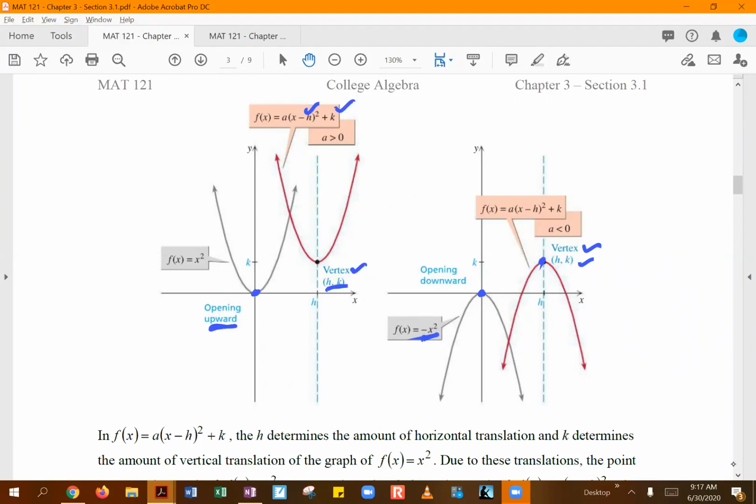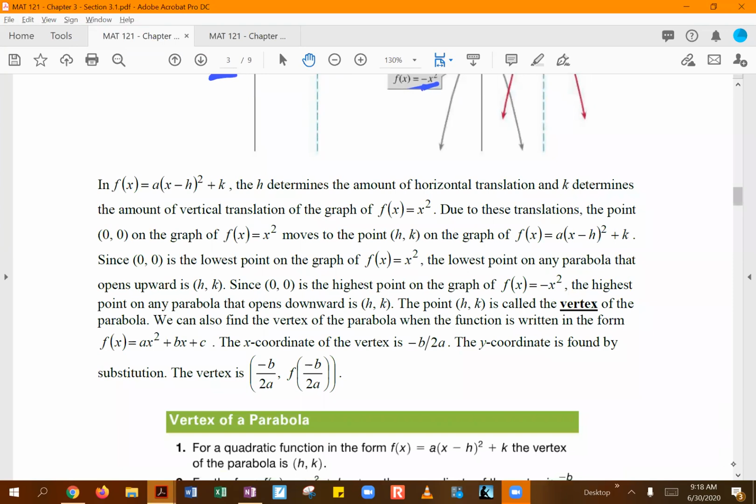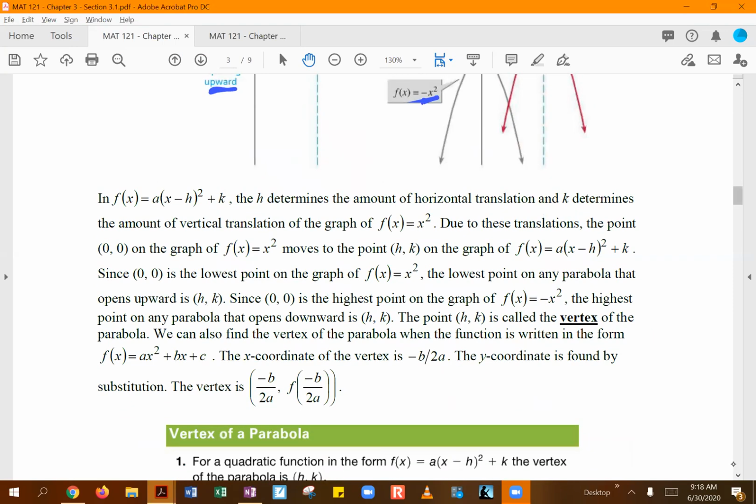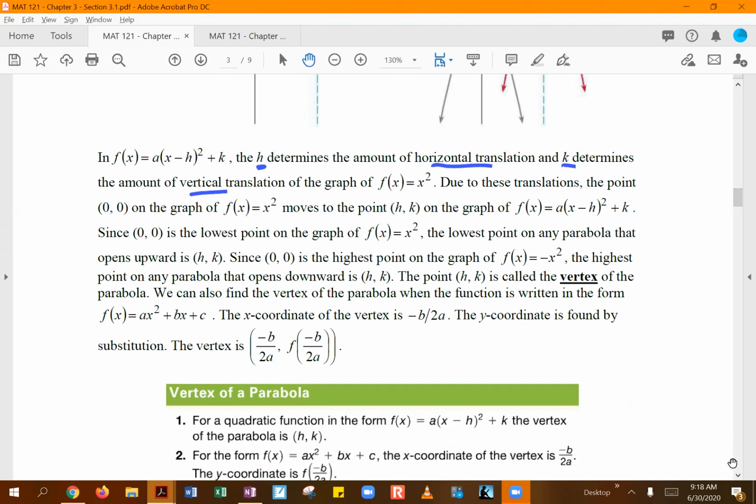Now, of course, you can be moving up or down, right and left. This graph is just giving us a general idea, but obviously you're not always moving to the right and not always moving up. But those are the kind of things that they are talking about here. We know the h gives us the horizontal translation, so that's our left and right movement. The k will give us the vertical translation, so that will be the up and down movement.